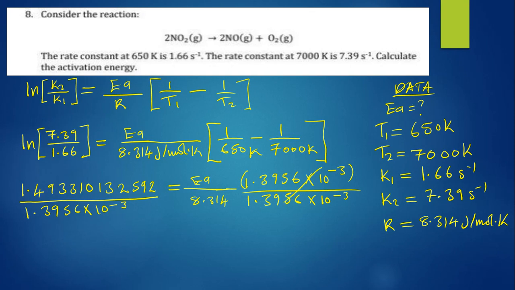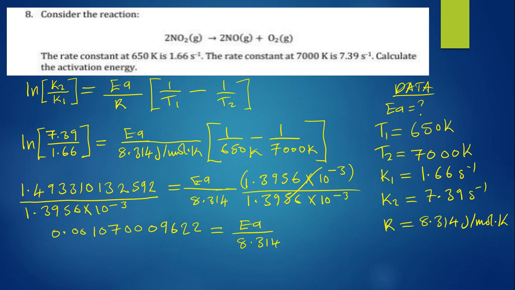So when you divide 1.493310132592 by 1.3956 times 10 to the power negative 3, we'll get something like 0.00107009622, like that, and then it is equal to the activation energy over 8.314.